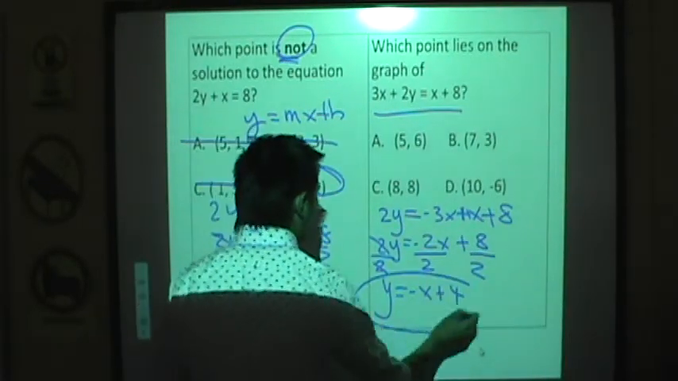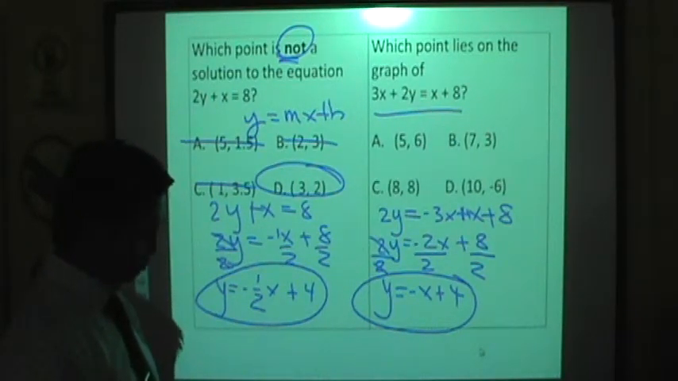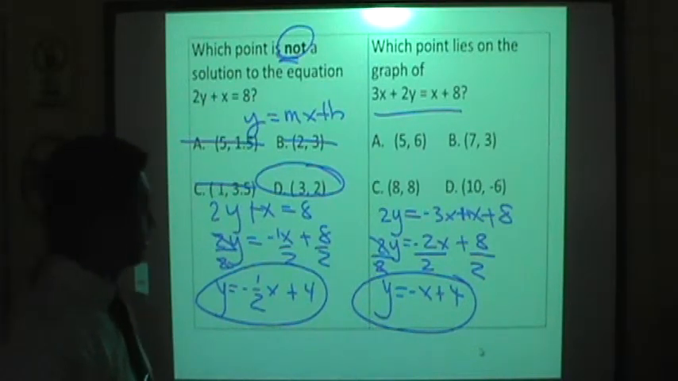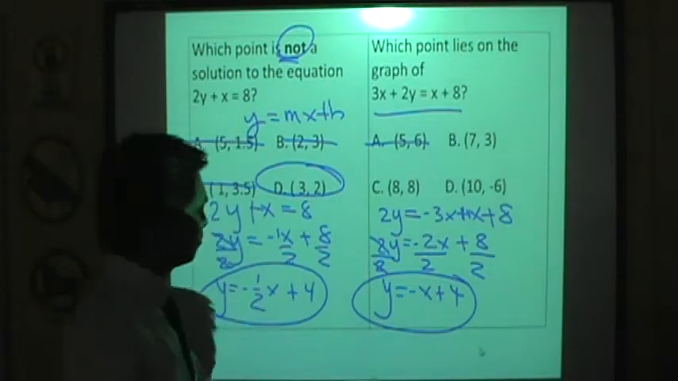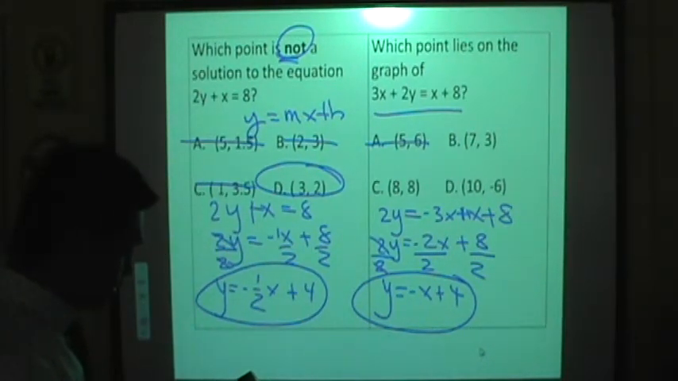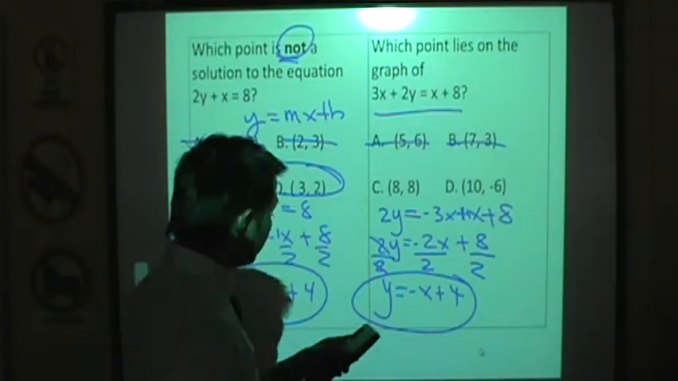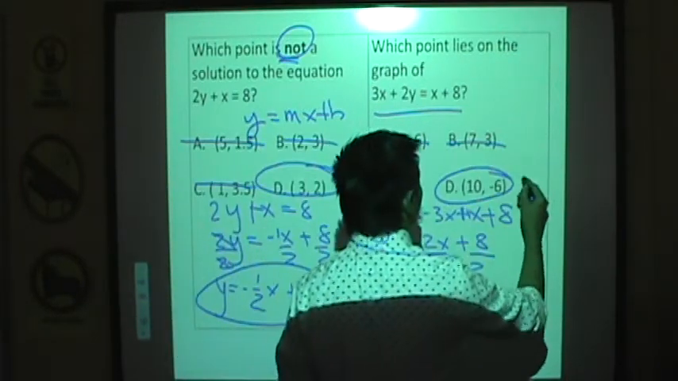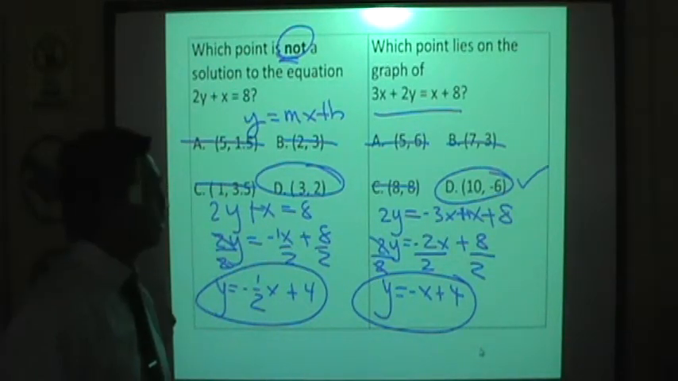Now again, using your calculator, you just have to press y equals, and negative x plus 4, and then second graph. Okay, now let me check my graph here. My graph is for 5, it's saying here 5, negative 1. Nope. For 7, it's saying 7, negative 3. Nope. For 8, it's saying 8, negative 4. And for 10, 10, negative 6. Yes, this is a point on the line. Okay?